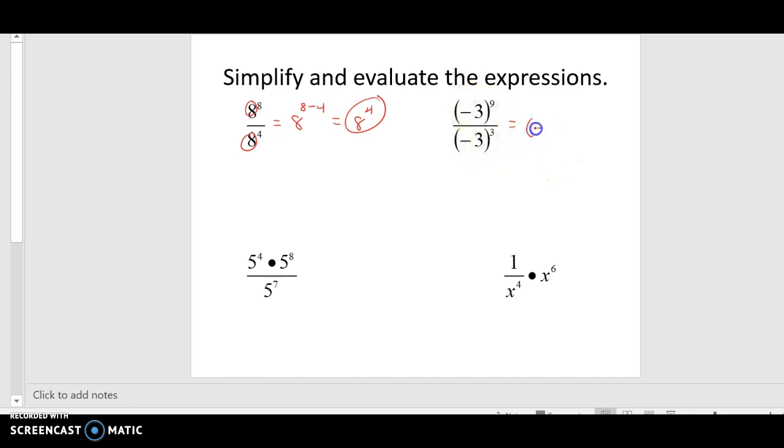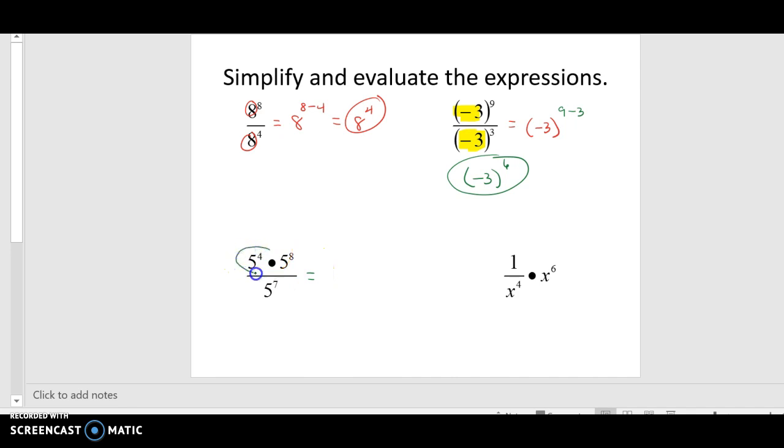Here, I have -3 as my common base. If I look, this is a common base. Those are exactly the same bases. So what could I do with the exponents? I can go ahead and subtract them. So this would be -3 to the sixth power. And again, you could evaluate that in your calculator if you want.